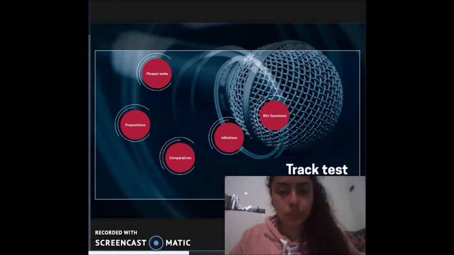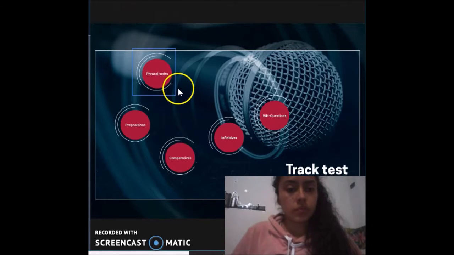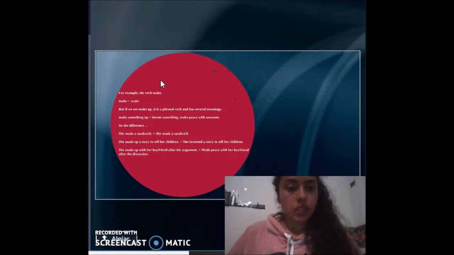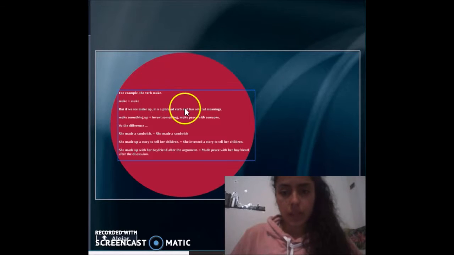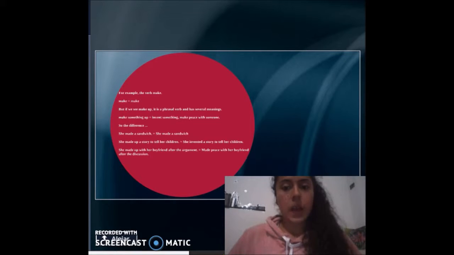I'm going to talk about the issues that were difficult for me in the track test number 2. The first is the phrasal verbs. A phrasal verb consists of a verb and a preposition or adverb, and it changes the meaning of the verb. For example, the verb make, but if we see make up, it is a phrasal verb and has several meanings. Make something up, invent something, or make peace with someone.